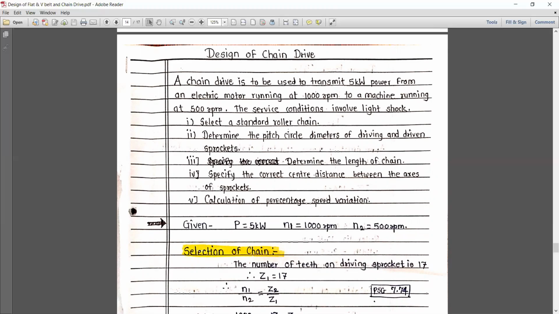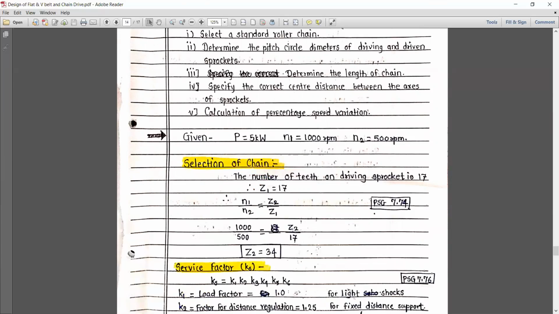What we have to determine? First, select a standard roller chain. Second, determine the pitch circle diameter of driving and driven sprockets. Third, determine the length of chain. Fourth, specify the correct center distance between the axes of sprockets. And last, calculate the percentage speed variation. Okay, so first one, select the chain.